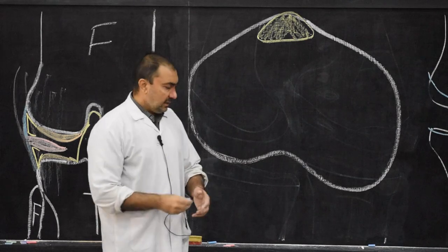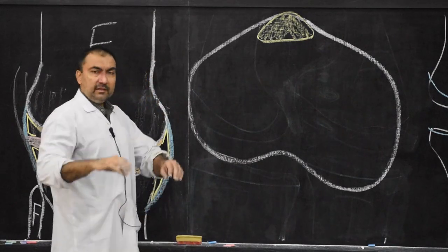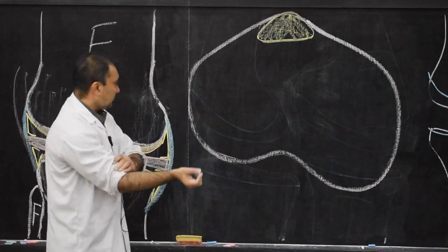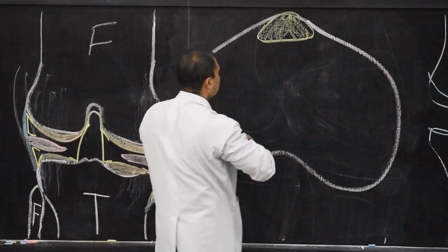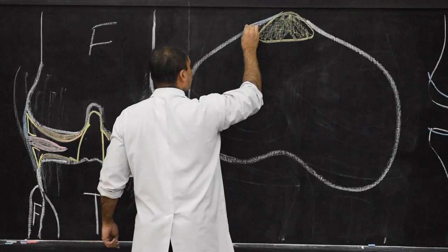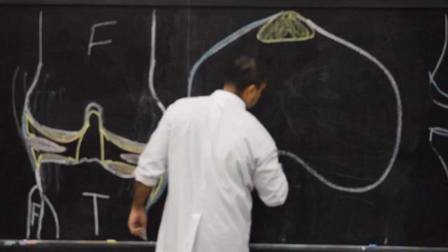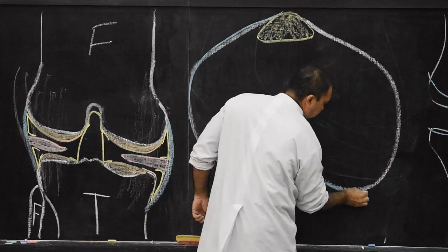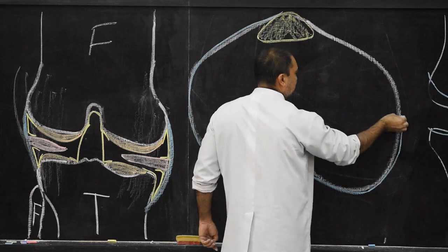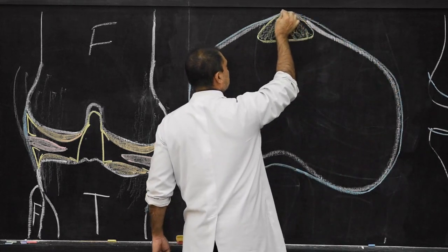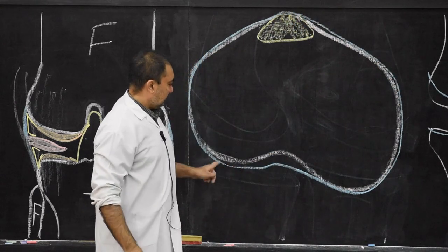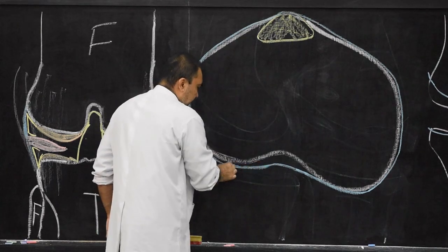Similarly, we are going to show the entire capsular attachment. So the entire capsular attachment we are going to show in this way. This is where the capsule is attached. Here we are showing the entire attachment on the articular margin of the tibia. This is how the capsule is attached.